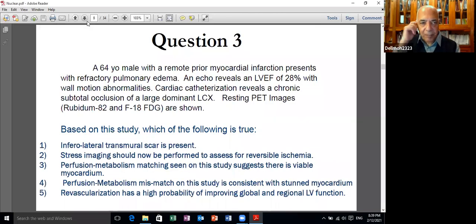Question number 3. A 64-year-old male with remote prior myocardial infarction presents with refractory pulmonary edema. An echo reveals ejection fraction of just 28% with wall motion abnormalities. Cardiac catheterization reveals a chronic subtotal occlusion of a large dominant circumflex. Resting PET image using rubidium 82 and fluorodeoxyglucose is shown. So this is a metabolic study. So before we go to the questions, let us see the pictures.